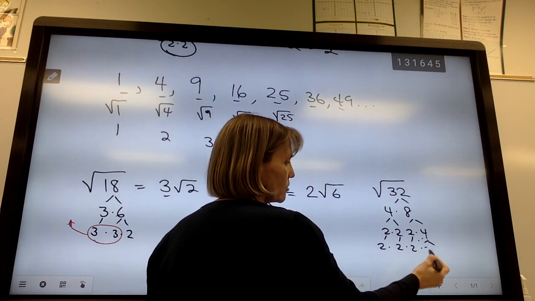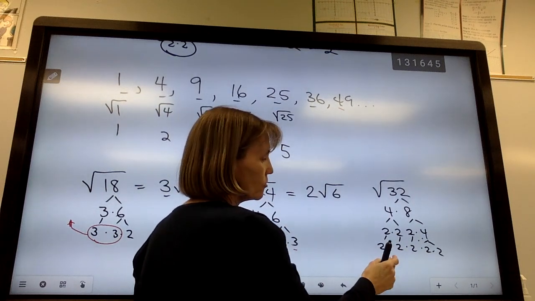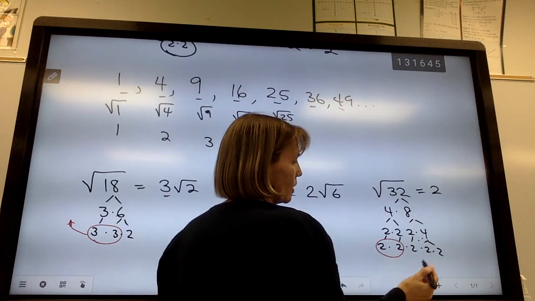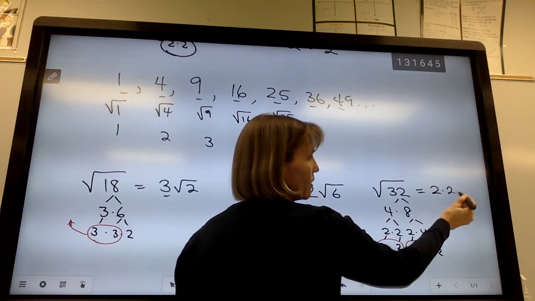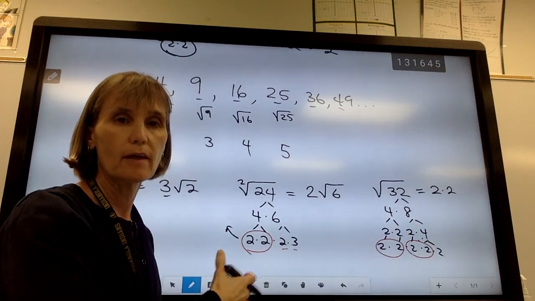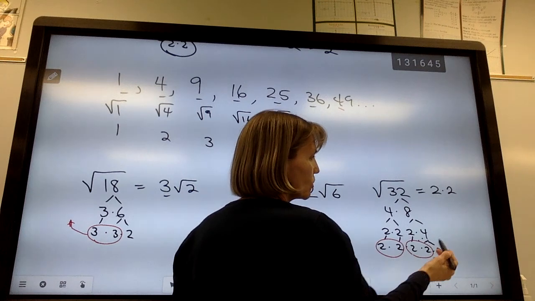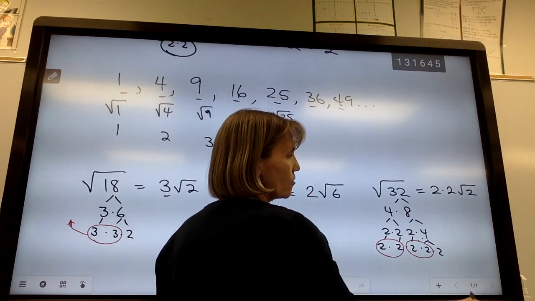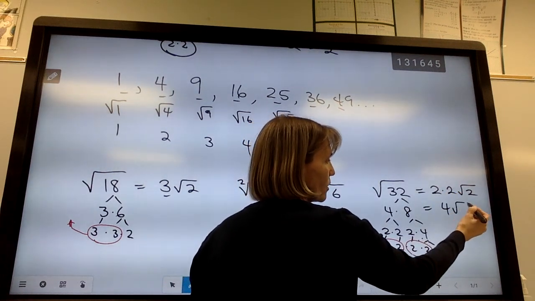That's going to break into 2 times 2. So I'm looking for pairs. I've got a pair of 2's, so that's going to come out. I've got another pair of 2's, so a second 2 is going to come out. And if you bring more than one thing out, they multiply when you bring them out. So I've got 2 sets of 2's that are going to come out. And then there's this 2 that doesn't have a partner. It's got to stay underneath here. So I would multiply the 2 times the 2 and say that's 4 square roots of 2.